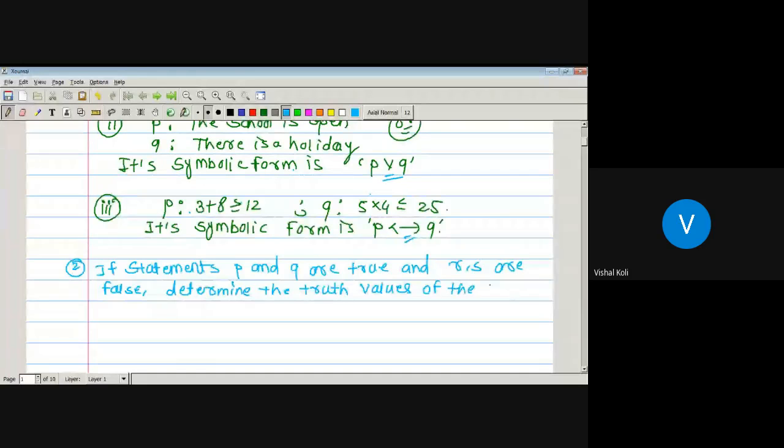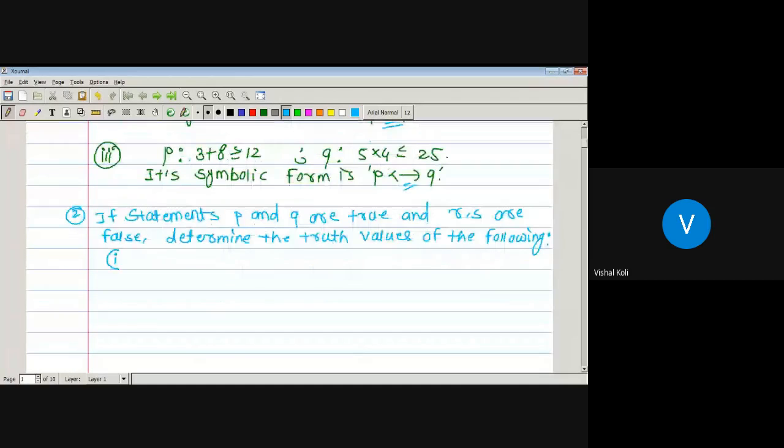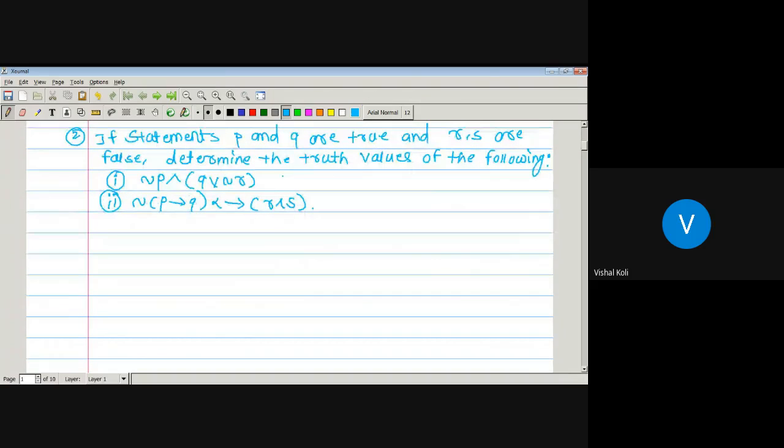So here we have to find out the truth values of the following. First one, negation of P and Q or negation of R. This one will be first. Second one, negation of P conditional Q biconditional R and S. Now we have to find out its truth value. So take its solution.